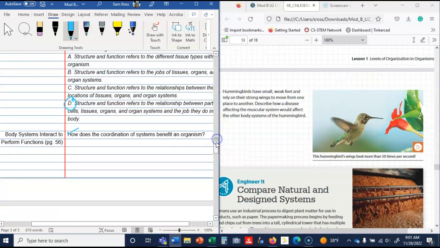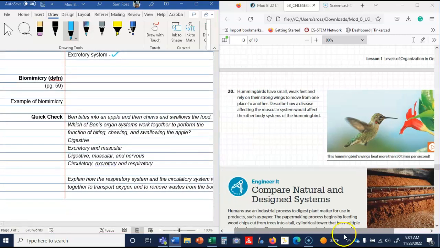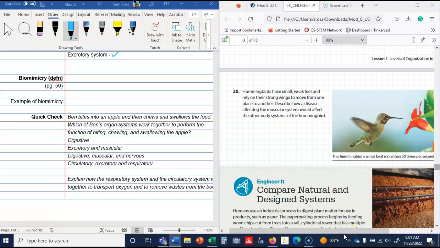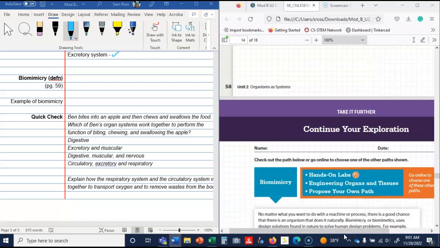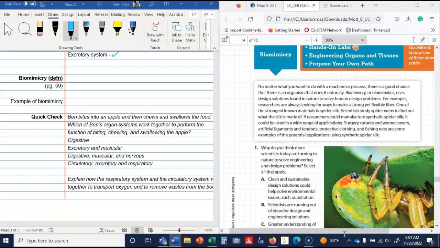Where are we at here? Oh gosh, okay. And then we're at biomimicry. So let's see. Biomimicry is on page 59. Is that this? Yeah, okay. So the definition of biomimicry is that it uses design solutions found in nature to solve human design problems. Biomimicry, or biomimetics, that's interesting, uses design solutions found in nature to solve human design problems. So that's going to be your definition.